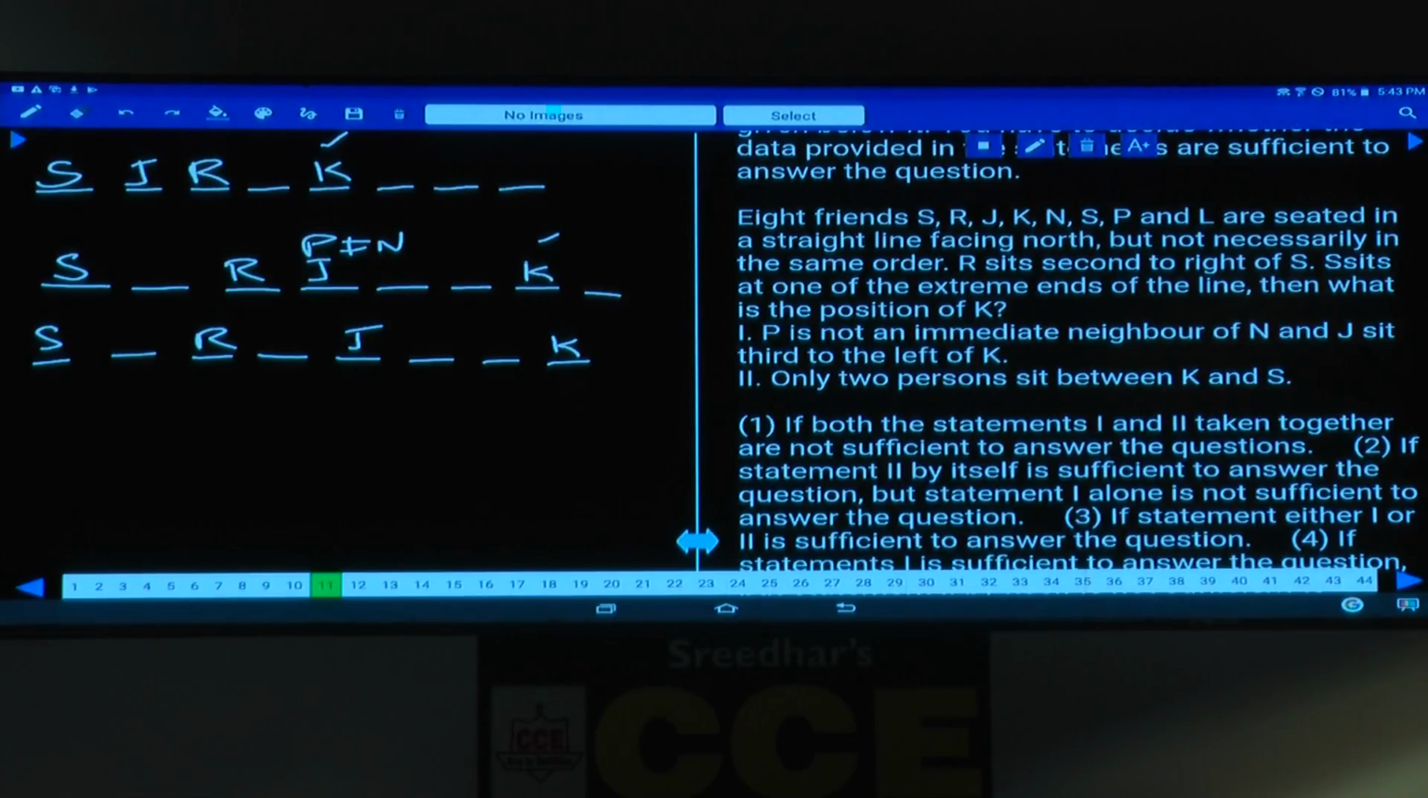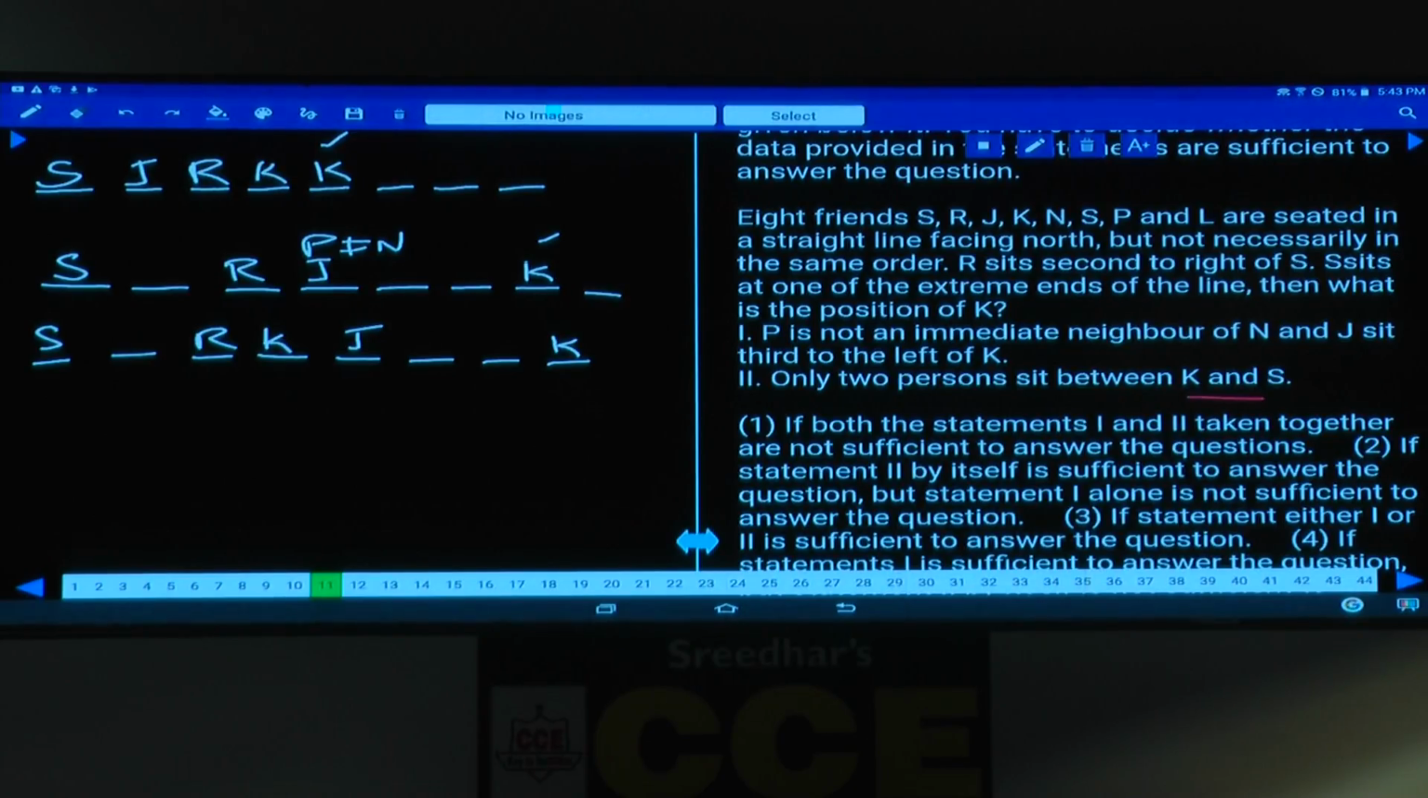Hence, by combining these two. As only two persons are between K and S, is there any possibility for K and S here? No. Only 2 persons between K and S. J sits third to the left of K. Only 2 persons between K and S, hence K can be here.